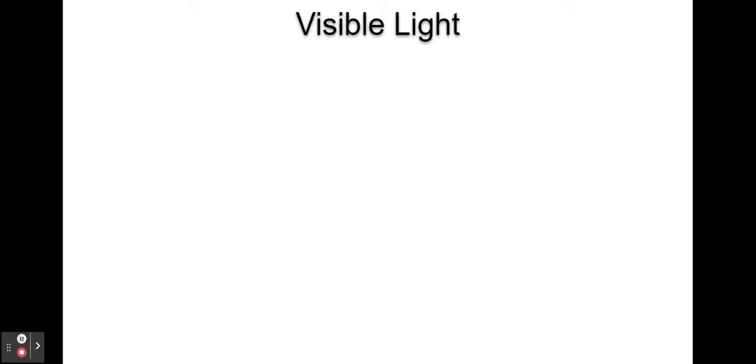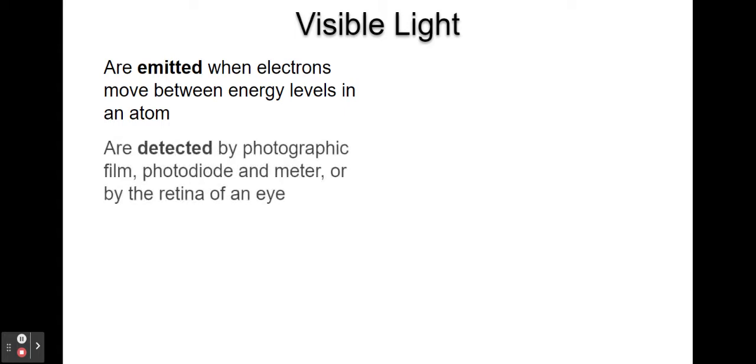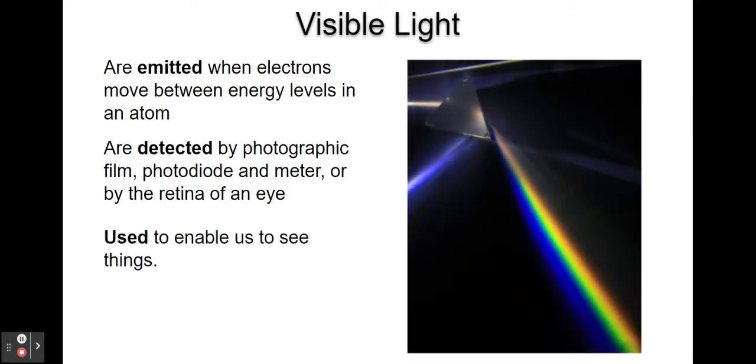Visible light, slightly lower in frequency, slightly longer wavelength, and slightly less energetic than ultraviolet. Visible light is emitted when electrons move between energy levels in an atom. It can be detected by photographic film, by a photodiode and meter, or indeed by the retina of your eye. And it's used to enable us to see. That there is the visible spectrum of visible light.